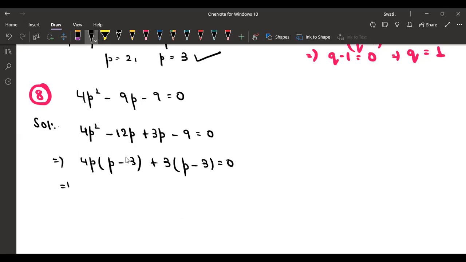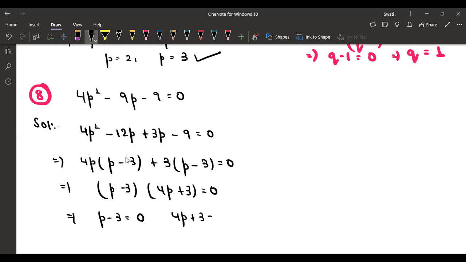Now I'll take p minus 3 common. So if I take p minus 3 common, I'm left with 4p plus 3 is equal to 0. And this implies p minus 3 is 0 or 4p plus 3 is equal to 0. So p will be equal to 0 plus 3, that is 3, and here p is equal to 0 minus 3 is minus 3, and this 4 will come in the denominator, so minus 3 by 4. That's the answer. Okay, now we can go to the ninth question.